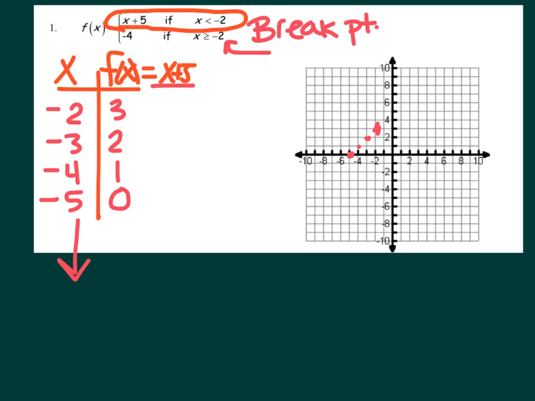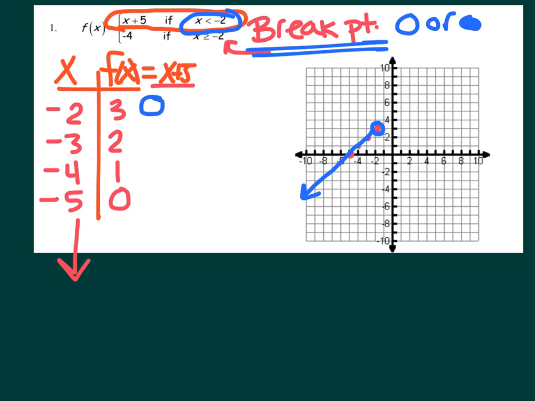Now the one thing I have to consider is that at my breakpoint, you have to determine if you have an open or closed circle. Now notice it just says less than. So I'm going to make a note right in my table that that needs to be an open circle at that point, -2, 3. So I'm going to put my open circle there, and then I'm going to draw in forever going this way. And that's it.